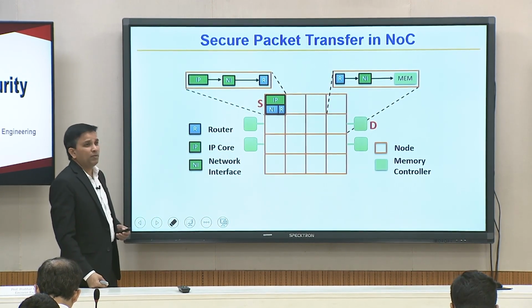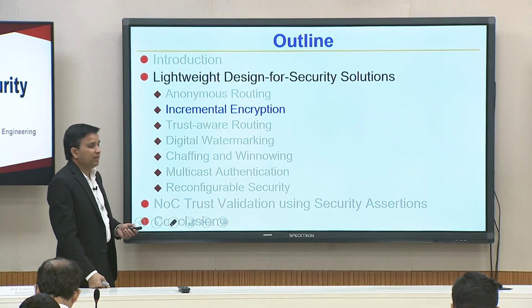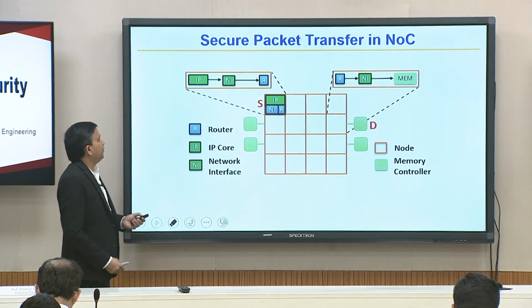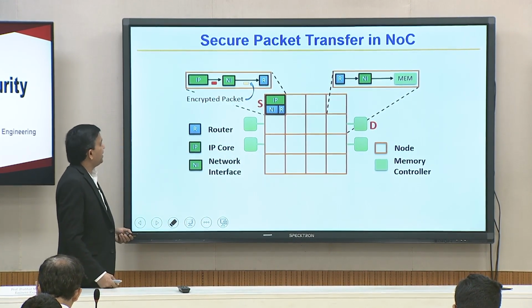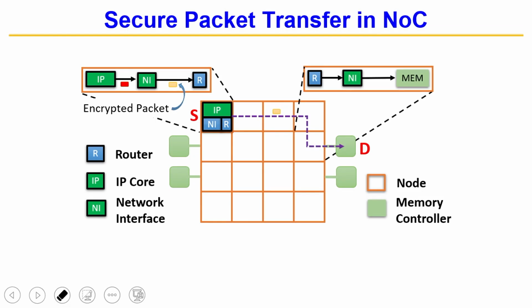The next one I am going to talk about is incremental encryption. The idea is when the two people, S and D, want to talk, the packet gets encrypted, then the encrypted data goes through and the packet gets decrypted. Remember, each module has a router, a network interface and the actual component itself. It could be a processor, it could be memory. Here a processor is sending or requesting data. If there is a man or woman in the middle, they will not be successful, because the communication is encrypted data.